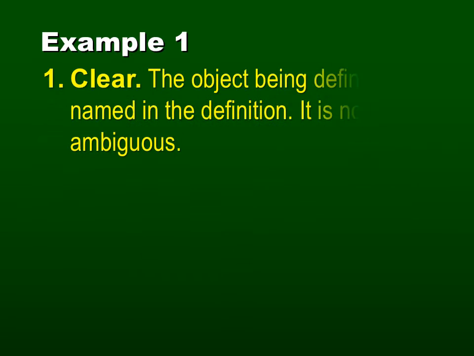So let's look at the first characteristic, which is clear. Because the object being defined is actually named in the definition, so our definition was a sentence that involved the word space, which is what was being defined, that means that it is a clear and good definition. It's also not ambiguous.